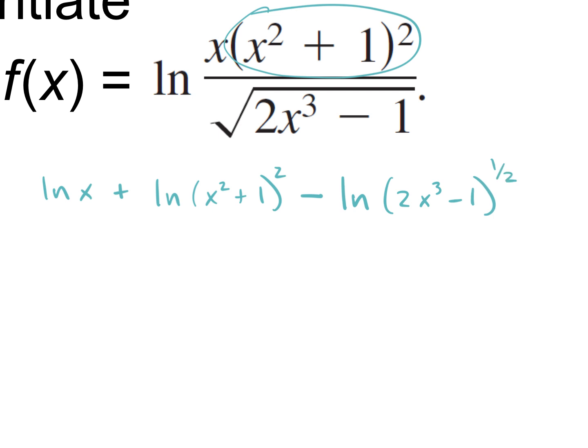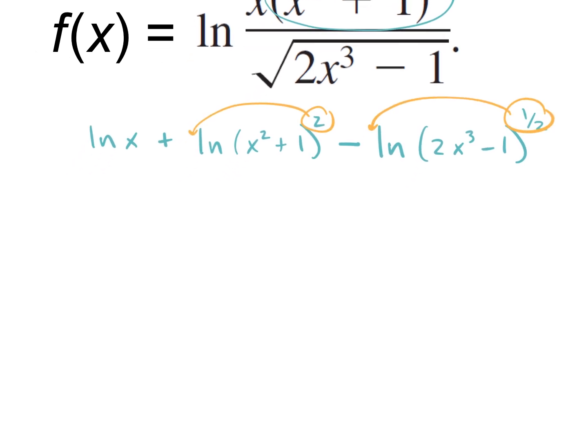What do I want to do with my exponents? Bring them to the front. So we're going to put them in front of the ln that they are attached to. So the ln of x plus 2 times the ln of x squared plus 1 minus 1/2 times the ln of 2x cubed minus 1.